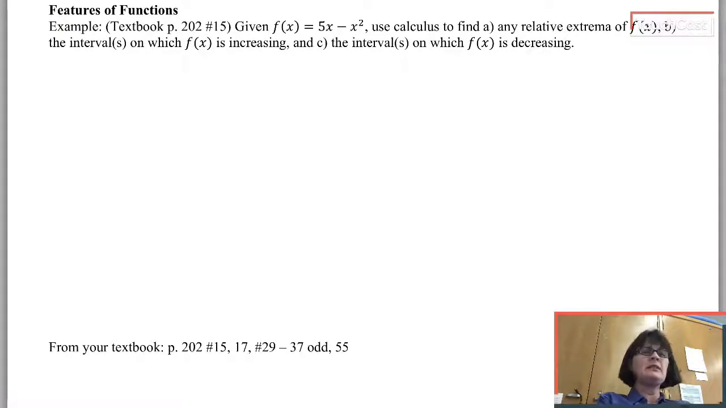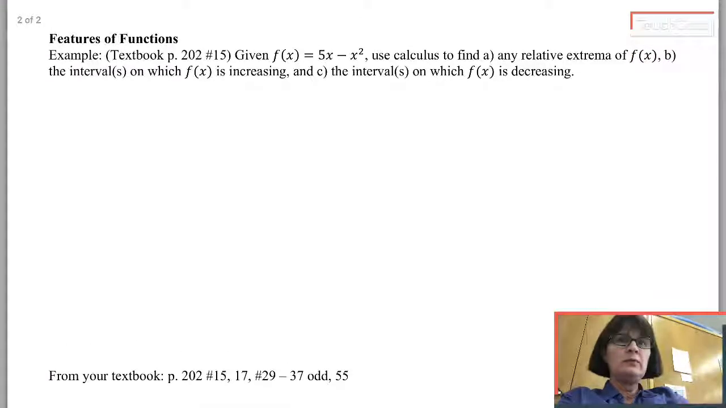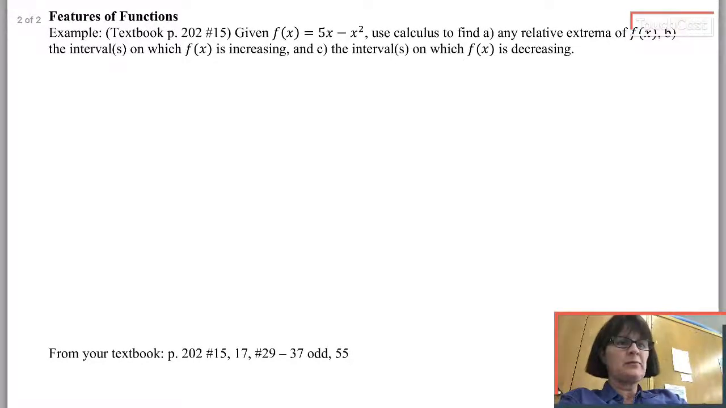All right, so this one is in your textbook, page 202, number 15. I have a function f of x. I want to find where f is increasing, where f is decreasing, and any relative extrema. So these all require my finding f prime of x. Oops. So that's my first step. I'm going to find f prime of x.